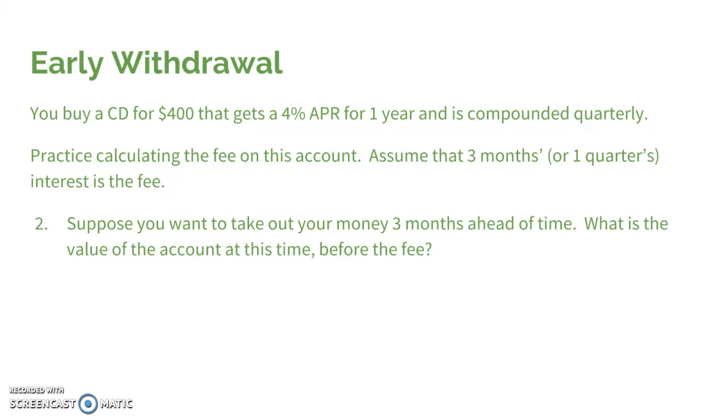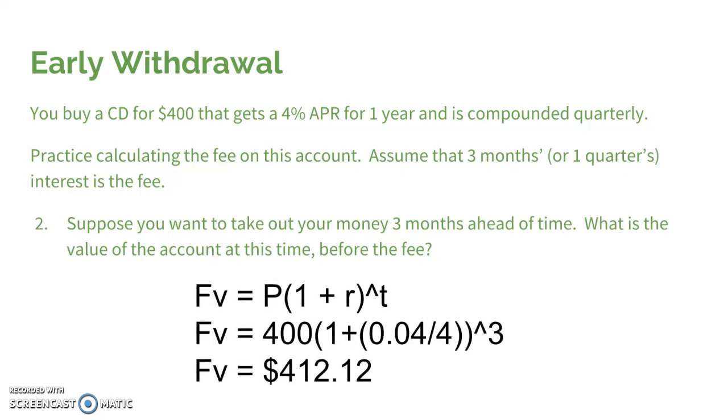So you want to find the value, again compounded quarterly. The number of periods is 3. So you can see there 400 times 1 plus, my interest rate is 4%, then I divide by 4 because it is quarterly, and I raise it to the 3rd power because it's gone through 3 periods. I'm withdrawing my money 3 months early, so I'm not going through with that last period of the year. So I only get through 3 periods. The money would be worth $412.12.